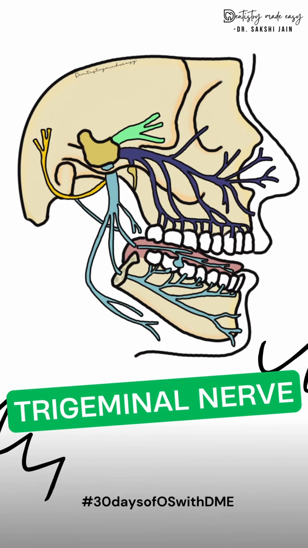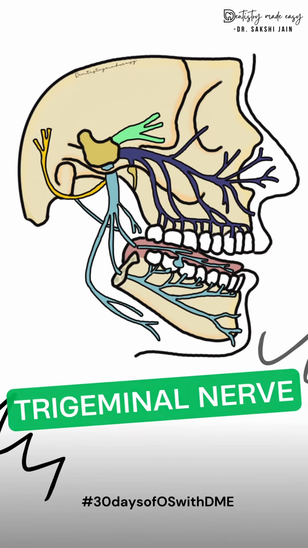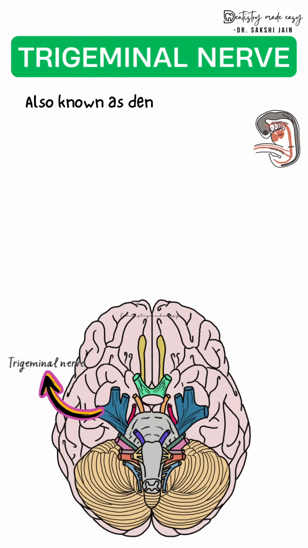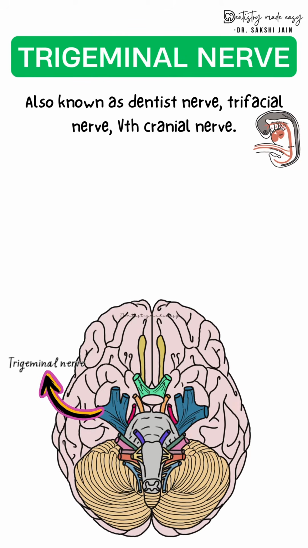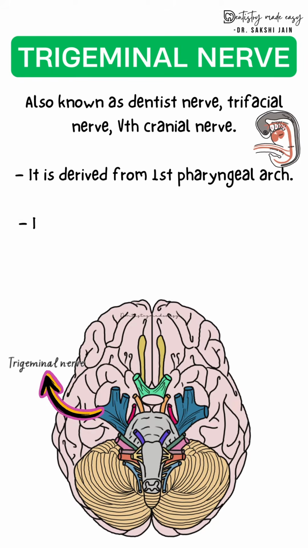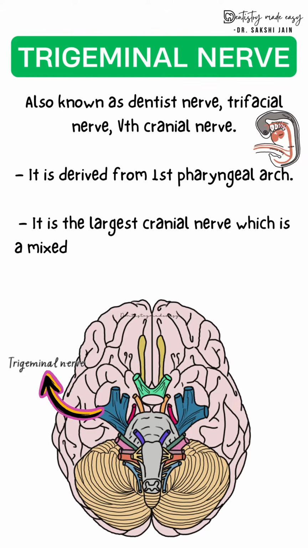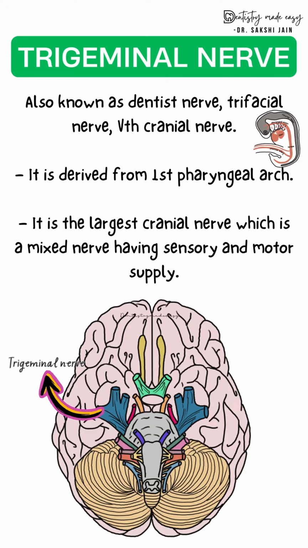Starting with the next topic, that is the trigeminal nerve, which is also known as the dentist nerve, because here we have the maxillary and the mandibular nerve, which are of utmost importance to us. It is also known as the trifacial nerve and the fifth cranial nerve. It is derived from the first pharyngeal arch and it is the largest cranial nerve, which is a mixed type of nerve where you have a small motor root and a larger sensory root.